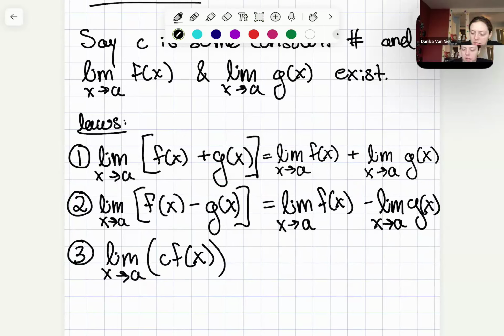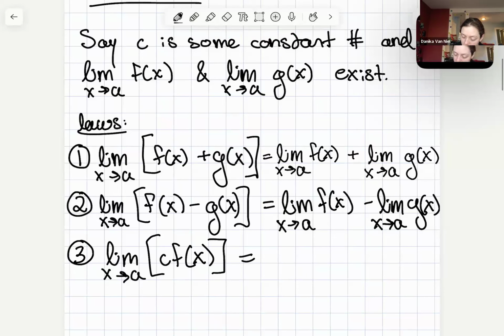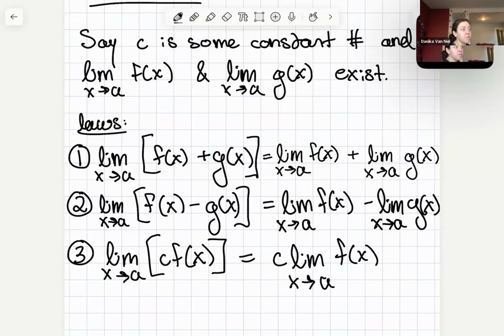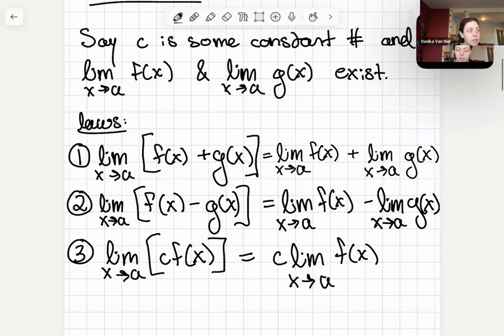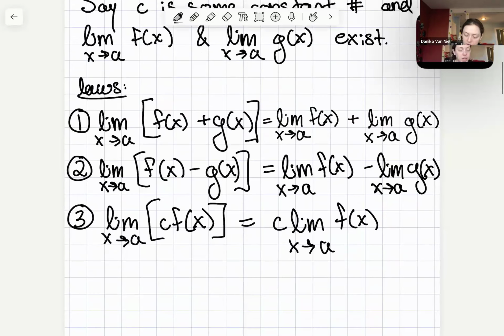If I had, oh, I guess I was using brackets. Let's keep using brackets, maybe. You don't need to use brackets. It's just sometimes it's nice that something looks different. Okay, so if I have c times a function, I can pull that c out. So remember, c is just some number. It's not infinity, it's not negative infinity, it's just some number. Okay, so that's nice. All right, what's next? And then this one is multiplication.